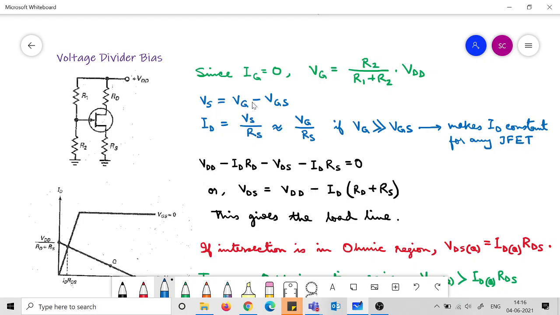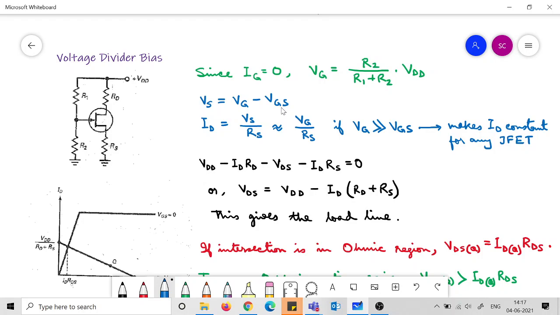Now if your VG is much greater than VGS, remember that VGS is a very small quantity. It is like the pinch-off voltage is around 4 volts or so, minus 4 volts is the VGS cutoff, around that range this lies. So VGS is between 0 to 4 volts, maybe 5 volts at the most.